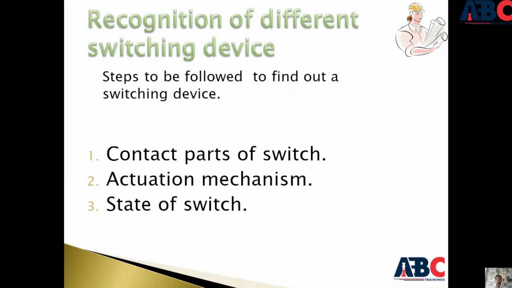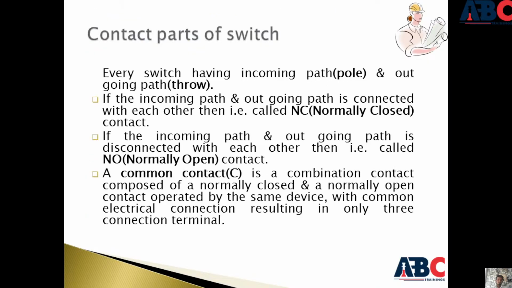Classification of different switching devices. Steps to follow to find out the switching devices: contact parts of the switch, actuation mechanism, state of the switch. Contact parts of the switch: every switch has an incoming path, a pole, and an outgoing path.